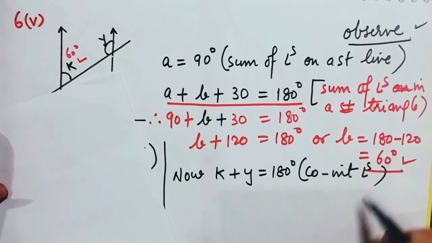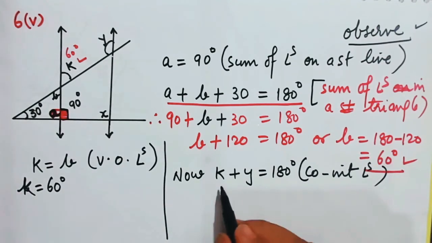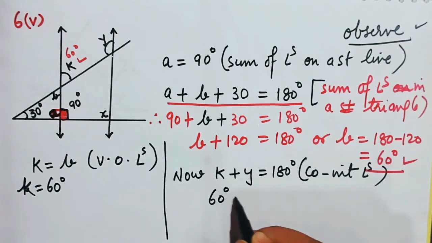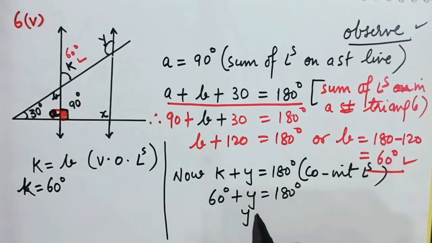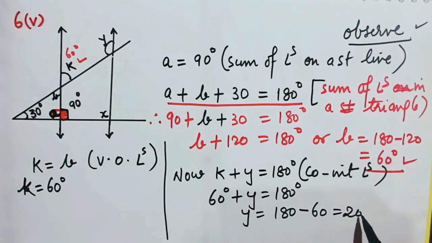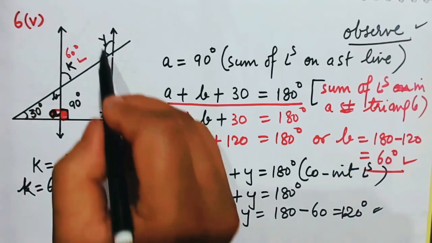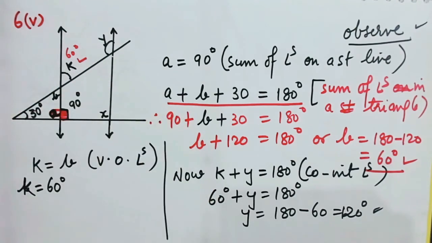Now, if the value of K is equal to 60 degrees, then how to find out the value of Y? Y will be equal to 180 minus 60, which will be equal to how much? Oh my god, it will be equal to 120 degrees. So the value of y is equal to 120 degrees. We have again found out the value of y.